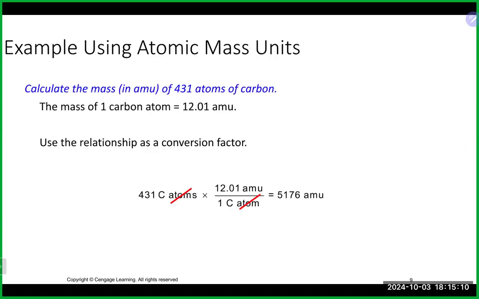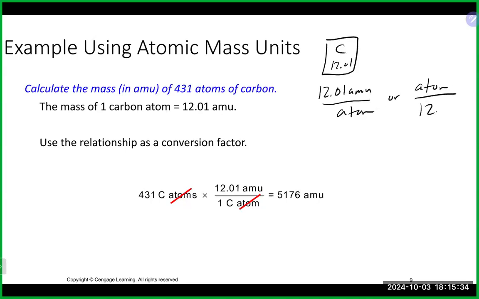So we could do some type of conversion factors. If we want to know the mass in AMU of 431 atoms of carbon, we could pull that information off the periodic table and use it really as a conversion factor. So that's 12.01 AMU in an atom. Or we could flip it around and put the atoms up on top and 12.01 AMU on the bottom.